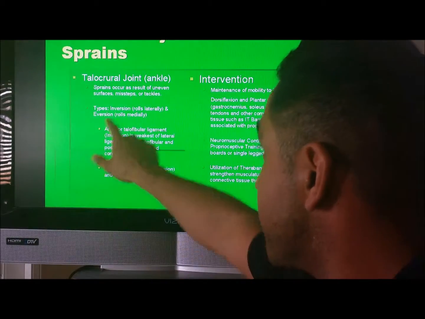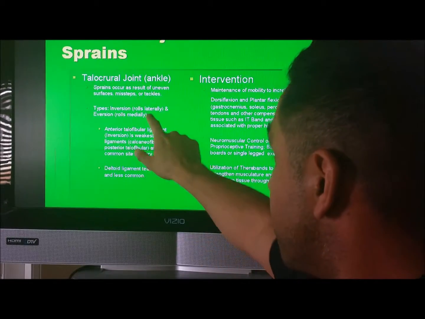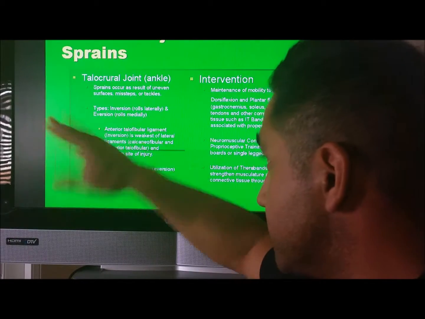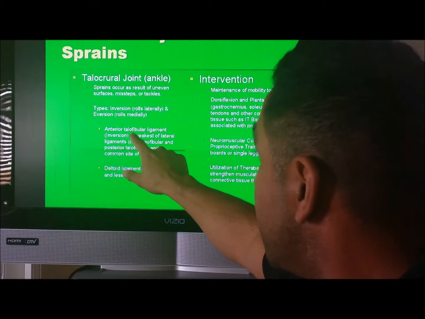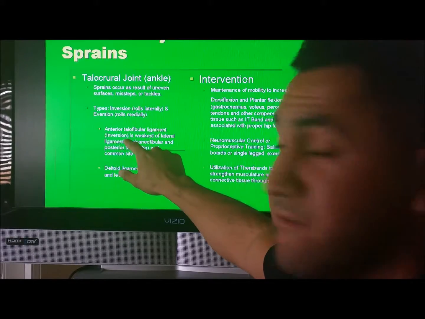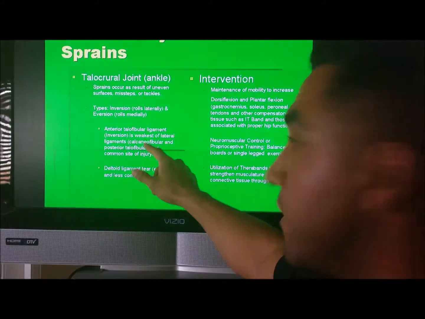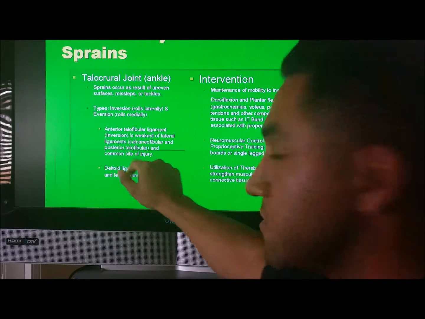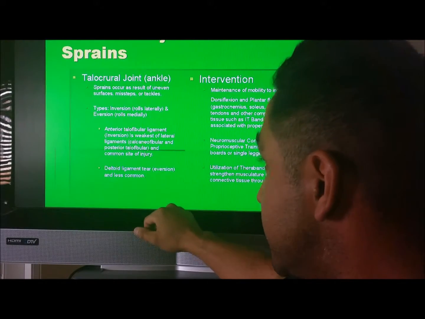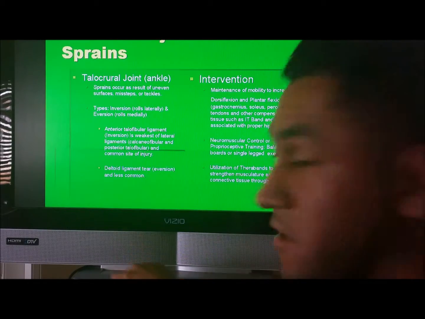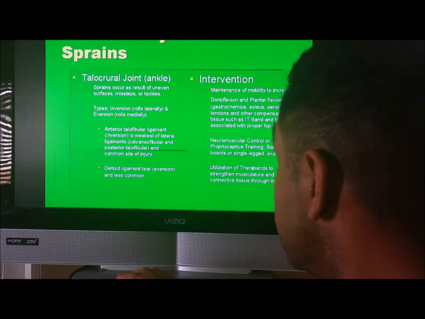So we have those two types of sprains, inversion, where the ankle will roll laterally, or eversion sprains where it rolls medially. And so inversion sprains are more to the anterior talofibular ligament, ATFL, which is the weakest lateral ligament, and it's a common type of injury. And then for the eversion, it's more towards the deltoid ligament in the ankle.